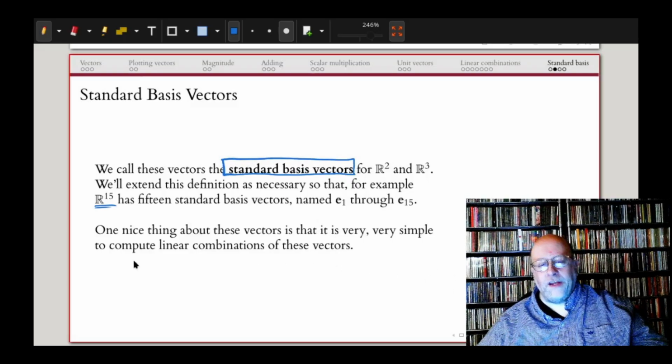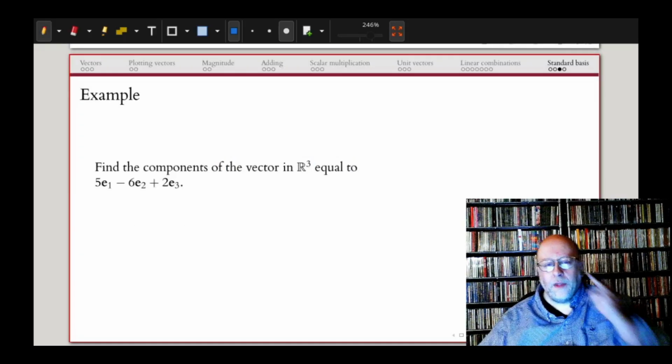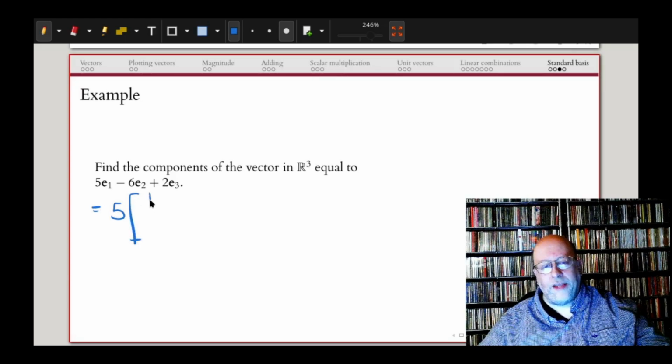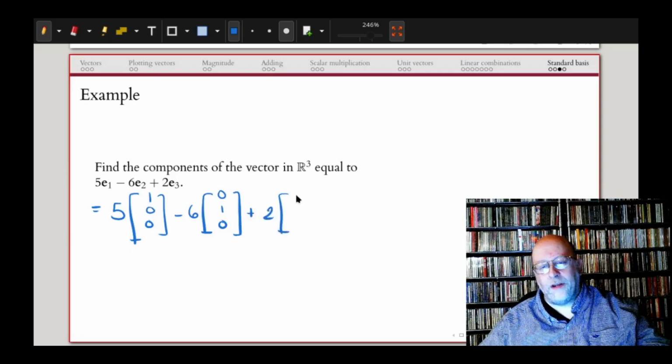And the very nice thing about these standard basis vectors is they're very easy to compute with, because you're only computing with ones and zeros, and those are some of the easiest numbers we have. I'll show you a couple of examples. Let's find the component of the vector in R3 that's equal to 5e1 minus 6e2 plus 2e3. Well, e1 is 1 unit in the x direction, and E2 is 1 unit in the y direction, and E3 is 1 unit in the z direction.